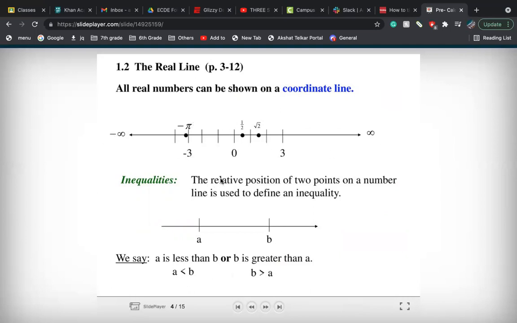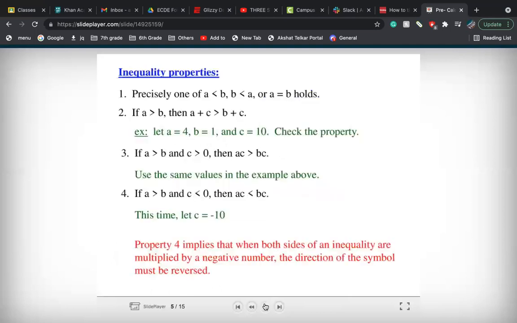Additionally, you want to know that when graphing these coordinates, it goes from negative infinity to positive infinity, meaning that all the numbers that are below, suppose we have a right here, and b is less than a, then b would go to the left side of a. And so essentially, if a is less than b or b is greater than a, you're going to use this symbol right here, which is less than and then greater than.